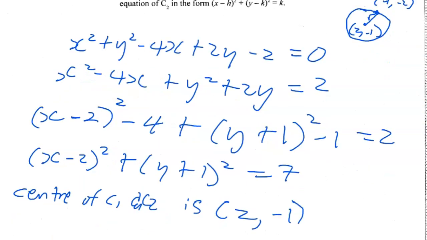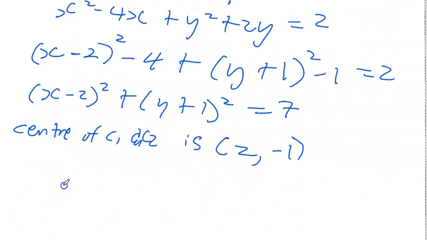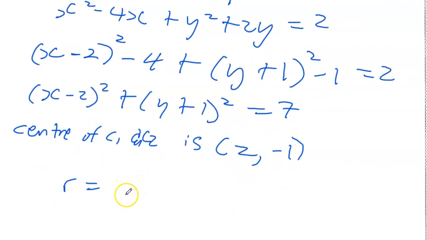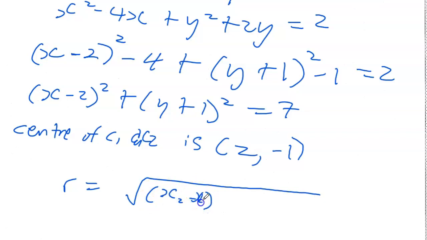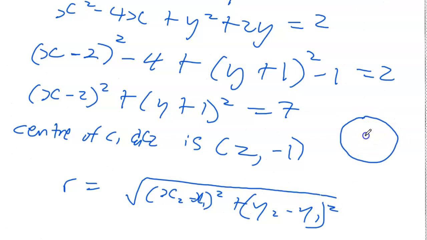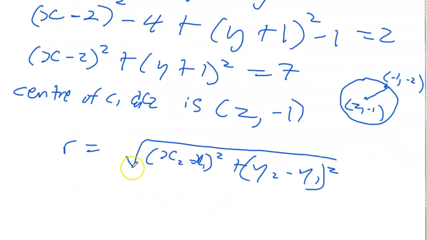So for the radius we can use: the radius is equal to the square root of (x2 minus x1) squared plus (y2 minus y1) squared. Let's put the diagram here again. Remember, (2, negative 1) is the center, and it passes through the point (minus 1, minus 2). So find the length of that line, which represents the radius. So we can call these x1, y1, x2, y2.